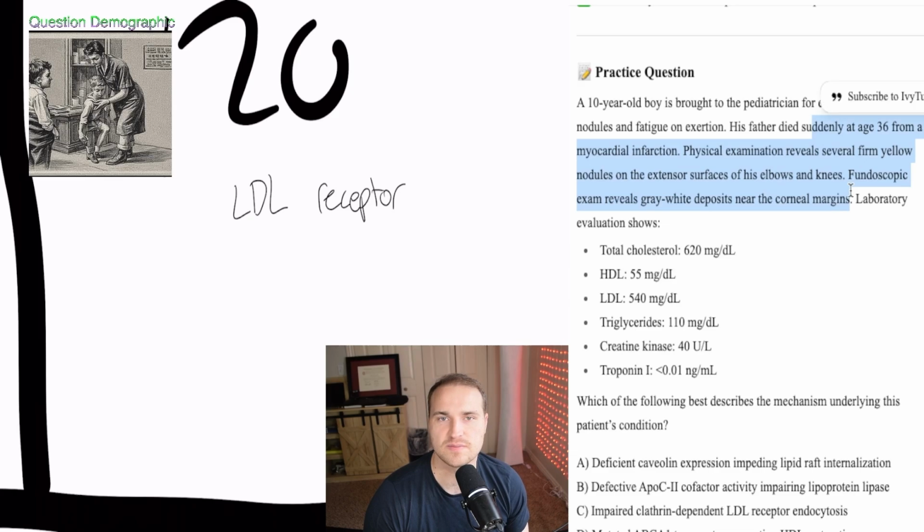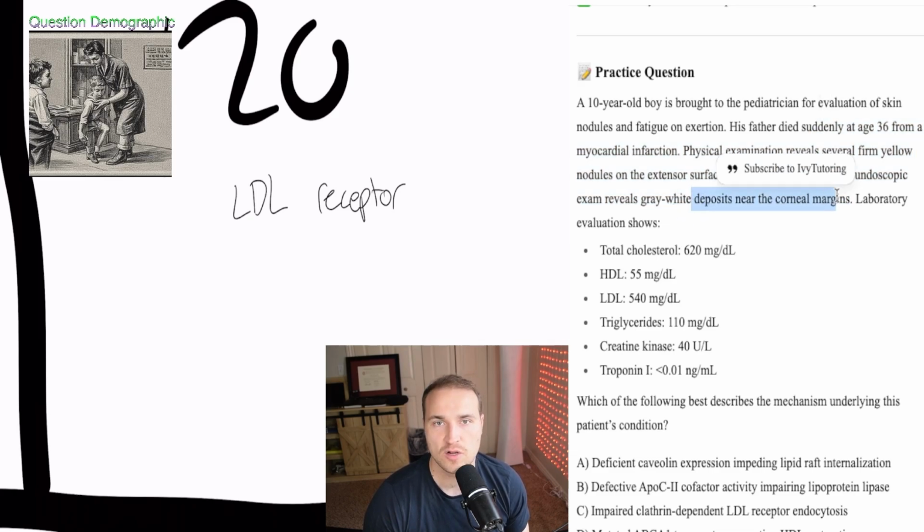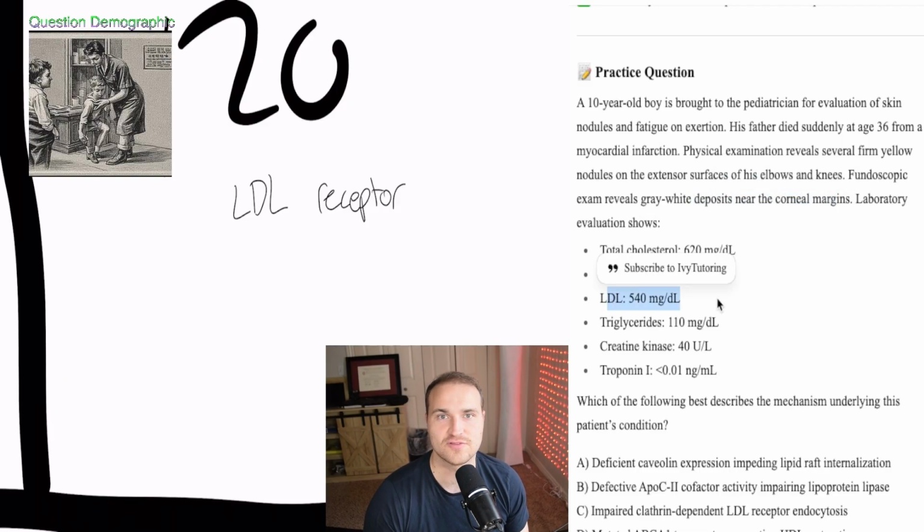He might also have some corneal problems, some corneal arcus, and elevated LDL cholesterol. These are hallmarks of familial hypercholesterolemia, and this is due to a defective or absent LDL receptor-mediated endocytosis. So you have high LDL, right? Look at that. That's extremely high.